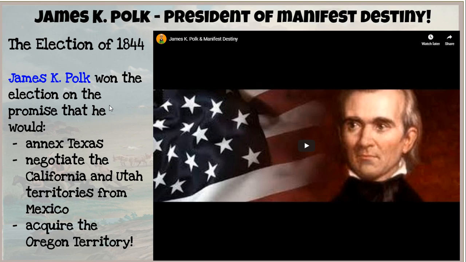He wins the election of 1844. He was kind of known as a dark horse candidate, meaning that people didn't expect him to win the nomination, but then he ends up going on to the presidential election and winning that as well. His three promises mainly are to annex Texas, negotiate the California and Utah territories from Mexico. He wants to purchase those, and then to acquire the Oregon territory and settle kind of this shared territory with Britain here. Let's look at Polk for a moment.